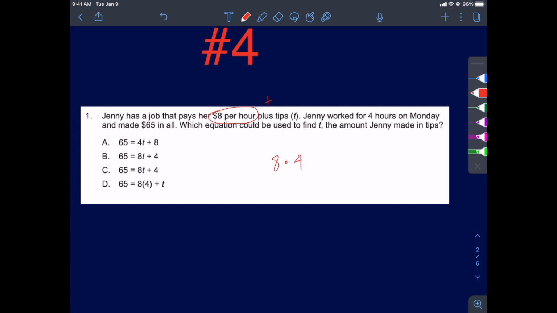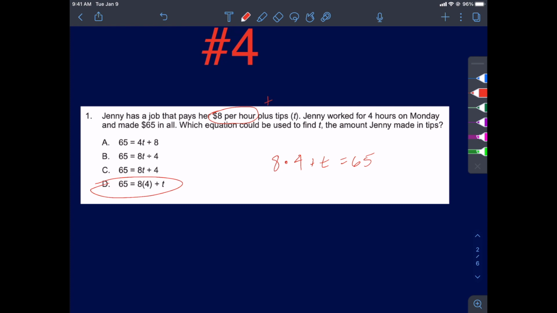You might be inclined to put the rate next to the variable t, but it's not $8 per tip, so you shouldn't be multiplying 8 by tip. It says plus tips, plus t. And in all, it turns out to be $65. So yeah, they use parentheses, but this is letter D.